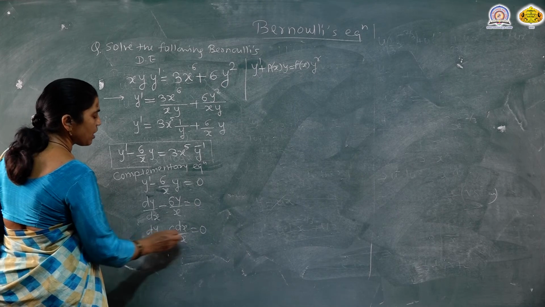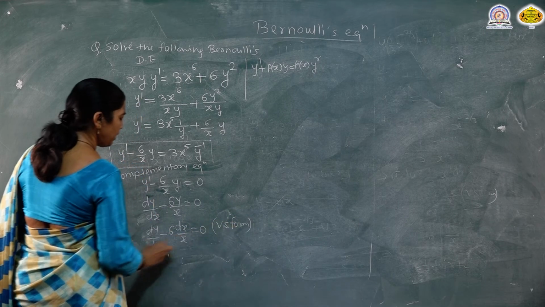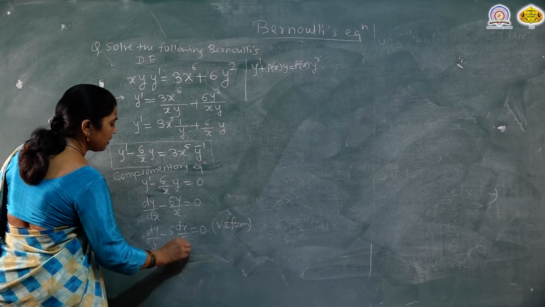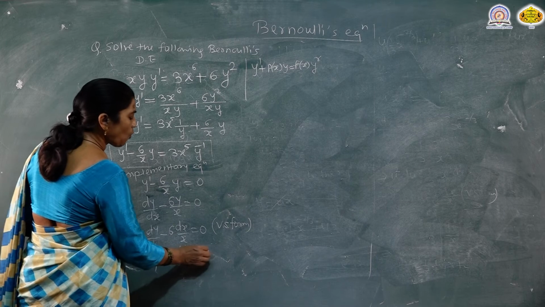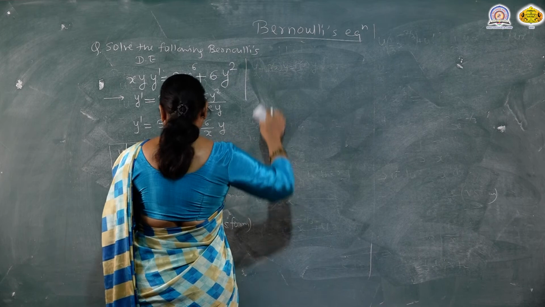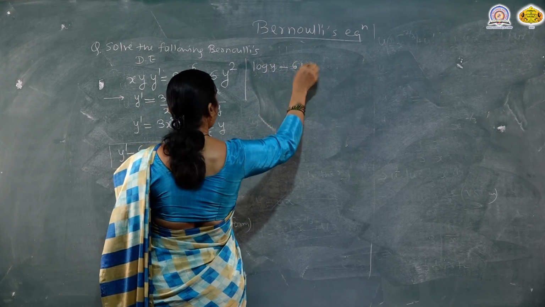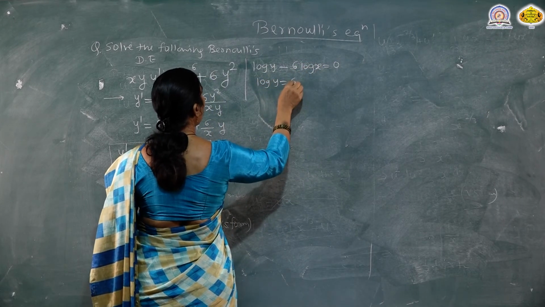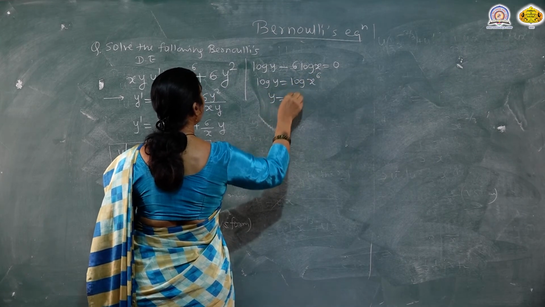Integrate, because this is variable separable form, and once we get variable separable form, we integrate this. So integral dy upon y minus 6 integral dx upon x is equal to constant. We are considering the constant to be 0. So we get log y minus 6 log x is equal to 0, or log y is equal to log x raised to 6, or y is equal to x raised to 6.